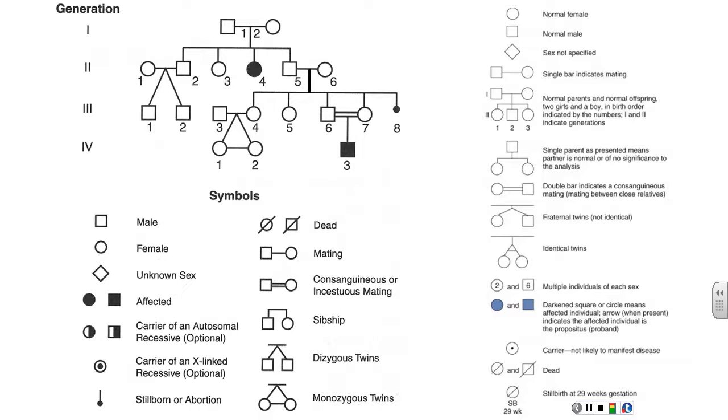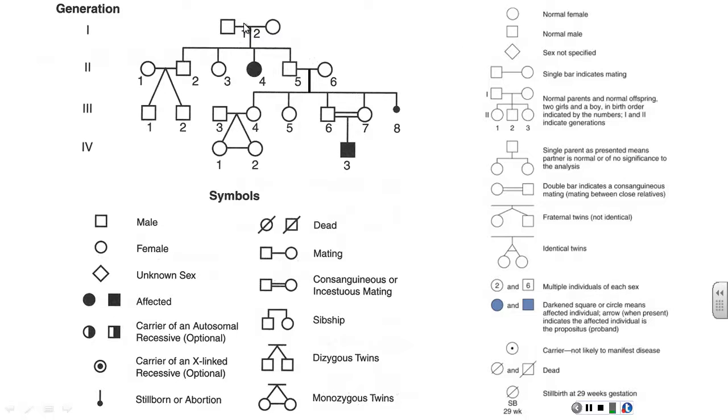So some basics about reading the pedigrees, okay? The squares are males, the circles are females. In general, in a pedigree where you see something shaded in, that means you have somebody affected by whatever disease that pedigree is trying to represent. Okay, so in here we have a couple places where you see somebody who's affected.